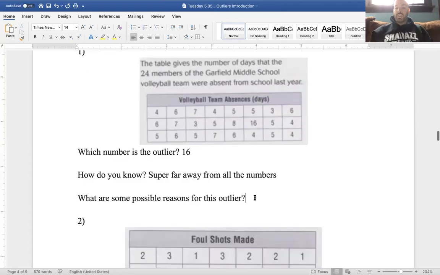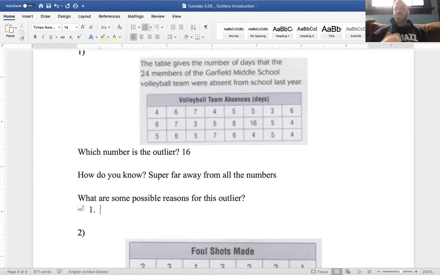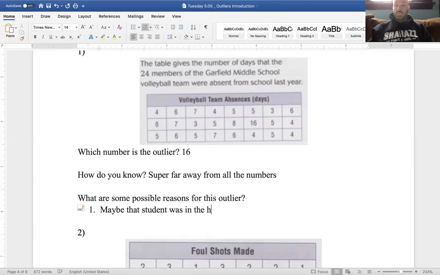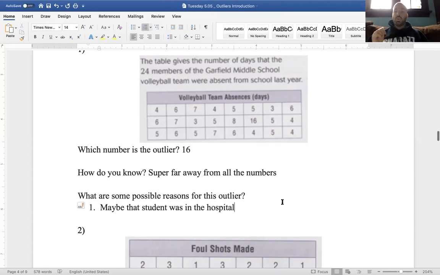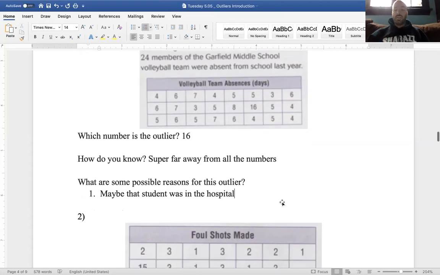Okay. We also want to think about some reasons for this outlier. Why would a student have 16 absences when everyone else has between 3 and 8? Maybe they were in the hospital. If you're in the hospital, you're going to miss more than just like 3 or 4 days of school. There's lots of other reasons. Maybe there was a death in the family. Maybe something tragic happened. Maybe there was a move. There's lots of different reasons we could come up with, and I'm interested in how creative some of you get with your answers for why this could be an outlier. Okay, so we're not only identifying the outlier, but also identifying the reason.